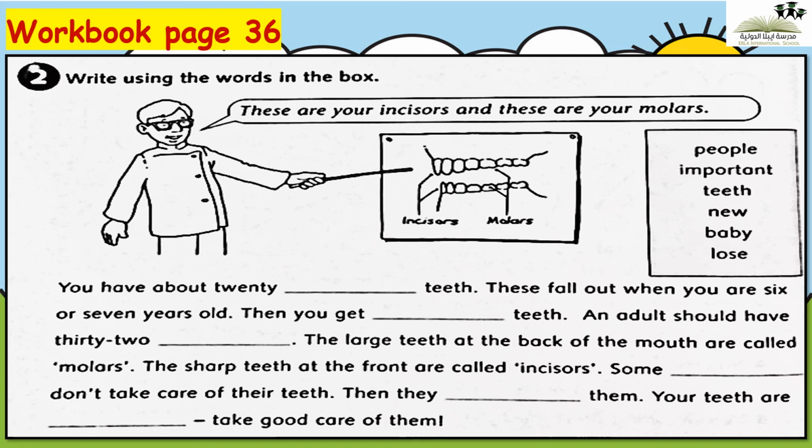These are your incisors and these are your molars. Choose the answers inside the box and write them down on the blanks. You have about 20 baby teeth. These fall out when you are 6 or 7 years old. Then you get new teeth. An adult should have 32 teeth.